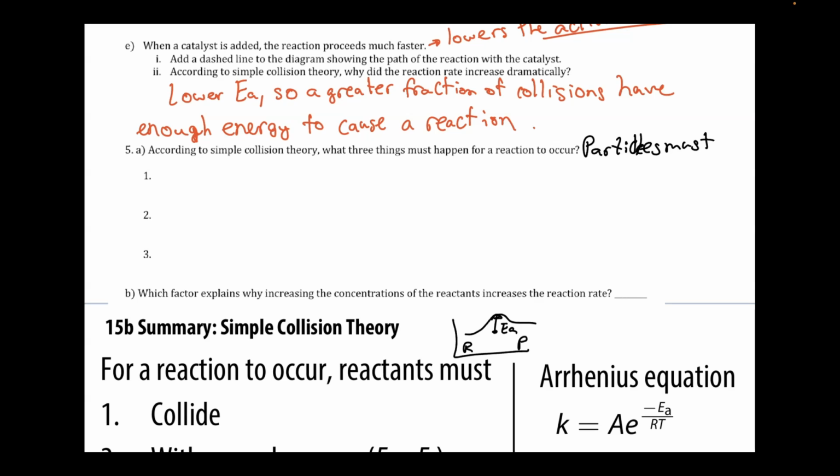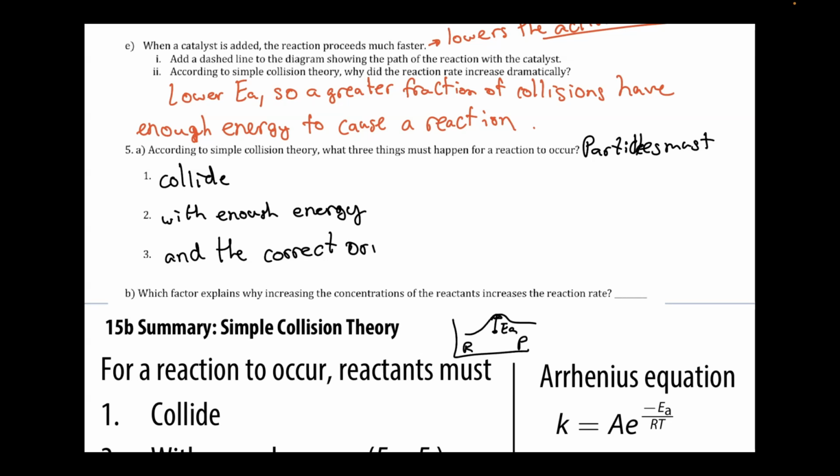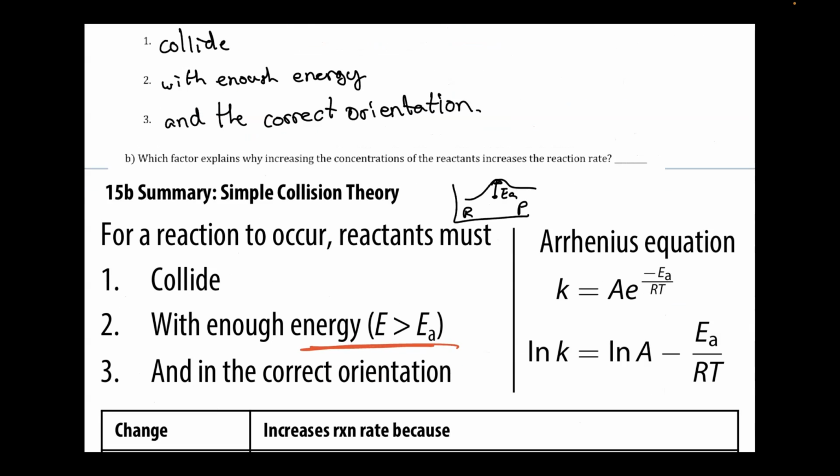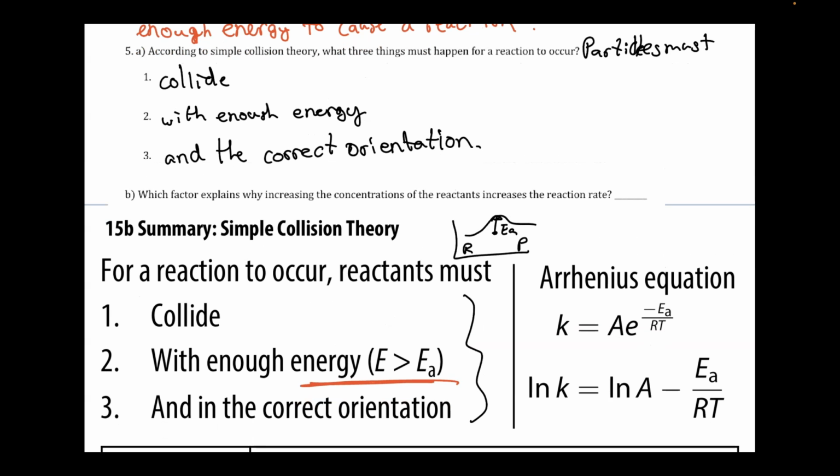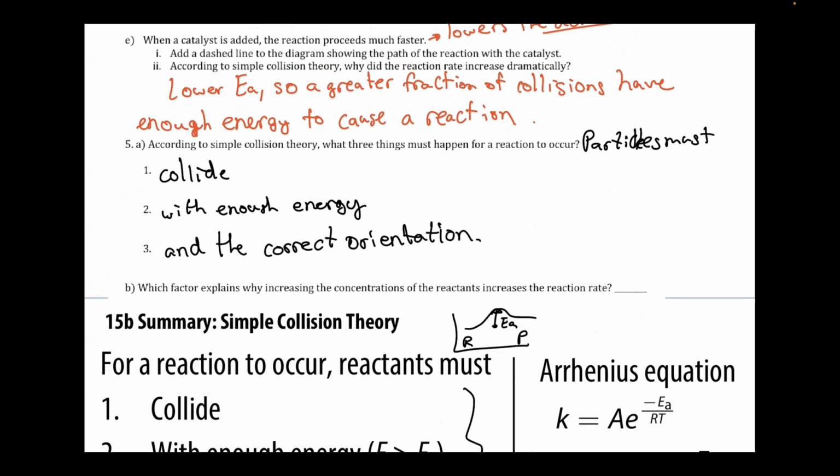Particles must collide with enough energy and the correct orientation. So that's, again, right off of our key summary slide. What factor explains the importance of this? Well, when we increase the concentrations, this is going to increase the number of collisions.